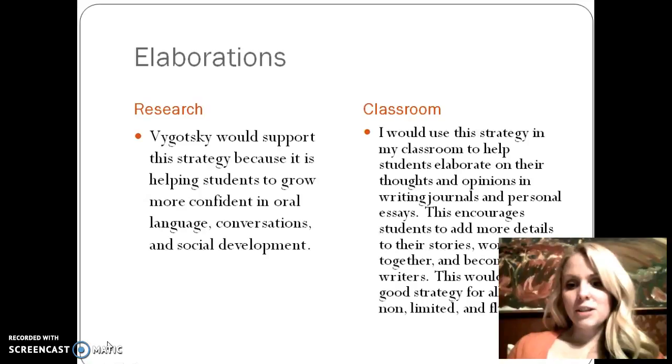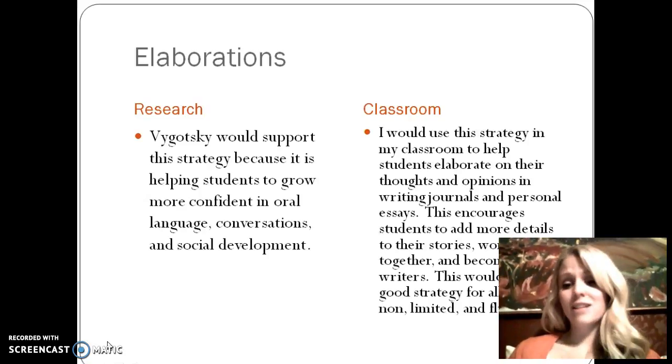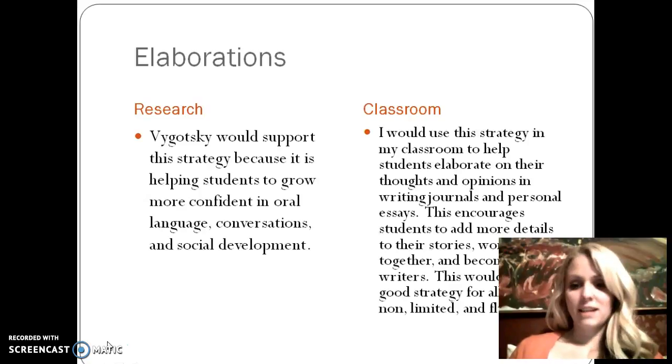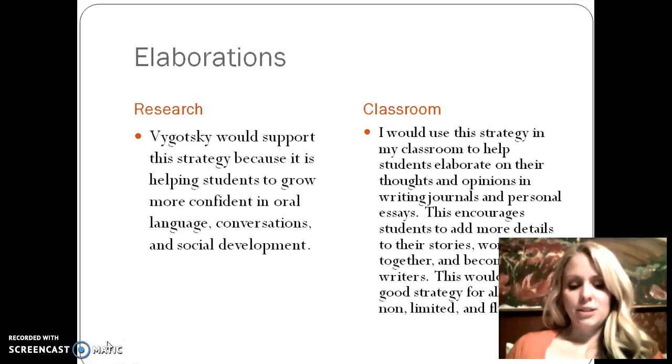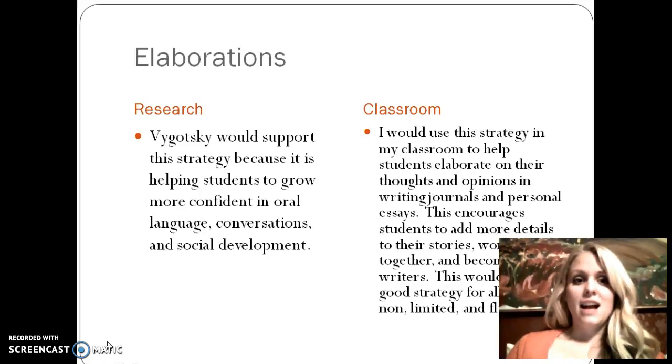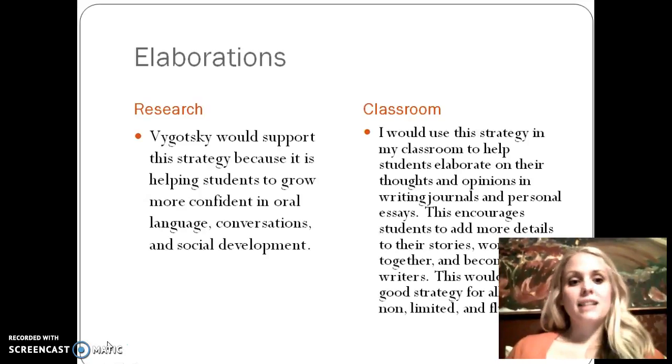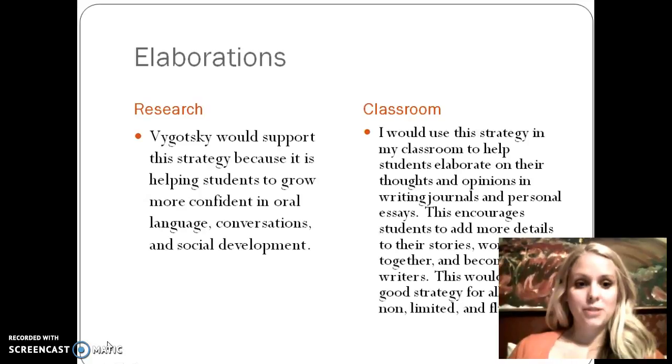This would be a good strategy for all learners, non-English, limited and fluent, and even native English speakers. This is a constant struggle in a classroom. I'm always telling kids, please add more details. What color was your fishing pole? What were you fishing for? Where did you go? Were you at a lake? Were you at a river? Tell me your location. So this is a great strategy to use for all learners to make their writing more interesting and to get them used to adding those details. This is supported by Vygotsky because it is helping students to grow more confident in oral language conversations and social development.